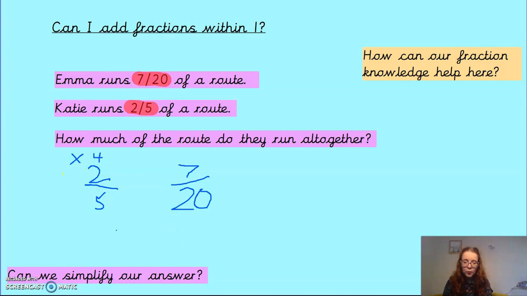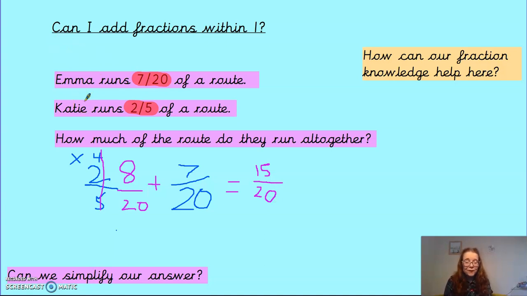I'm going to do the same to the top and the bottom. So that is going to become 8, 20ths. And I'm going to cross this out so I don't get confused. Now, I'm going to do 8/20 plus 7/20 equals 8 plus 7, that's 15. So it's going to be 15/20. Right, now, so how much of the route did Katie and Emma run all together?